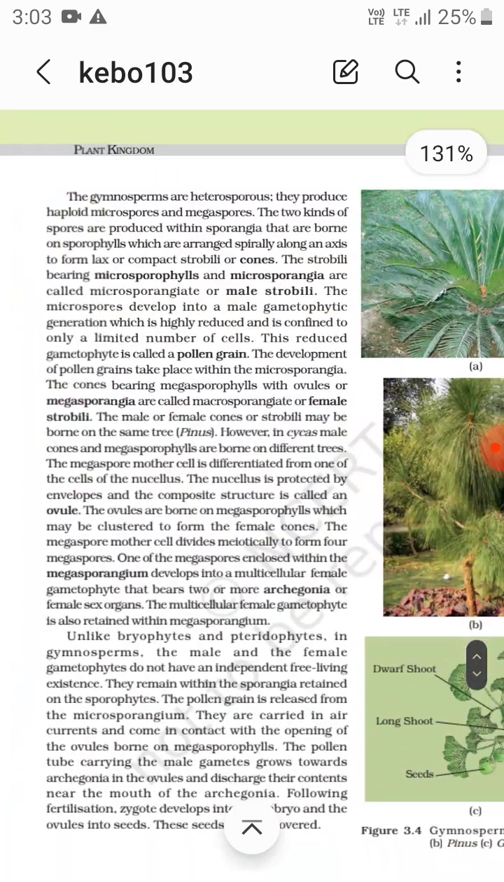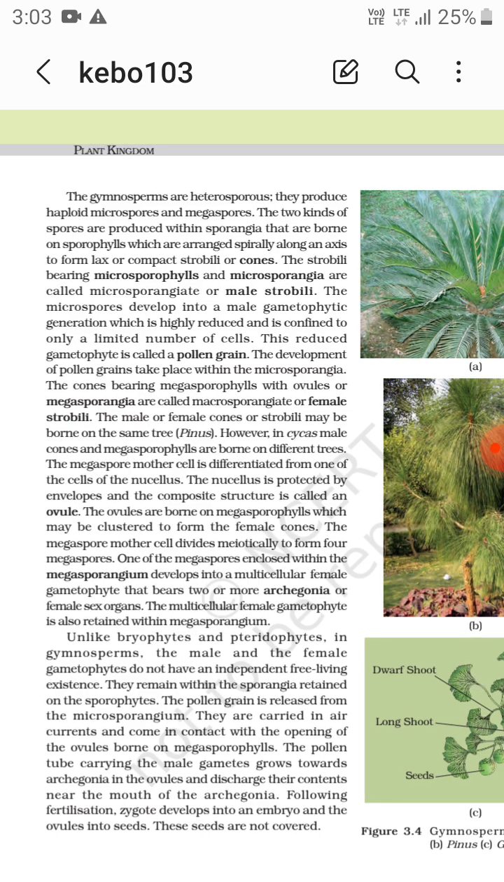Now this is a very complicated portion. The gymnosperms are heterosporous. They produce haploid microspores and megaspores. The two kinds of spores are produced within sporangia present on the sporophyte.